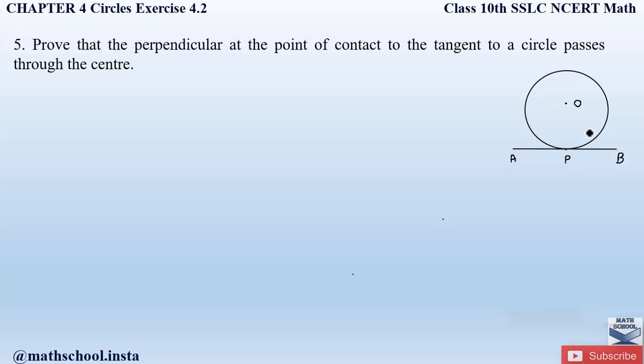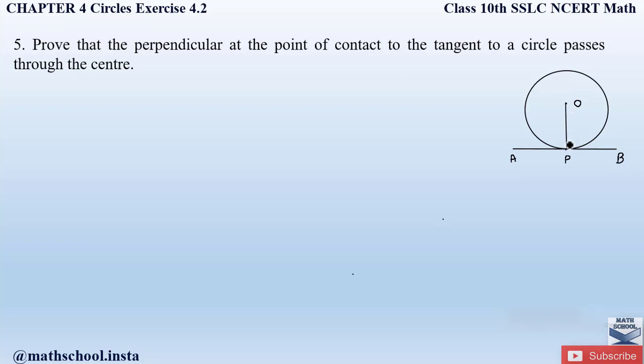Now according to the question, the perpendicular at the point of contact to the tangent to a circle passes through the center. So here we have to draw a perpendicular at the point of contact which passes through the center. This is the center and this is the point of contact of the tangent. So we have drawn a perpendicular here, and we have to prove that this perpendicular always passes through the center.